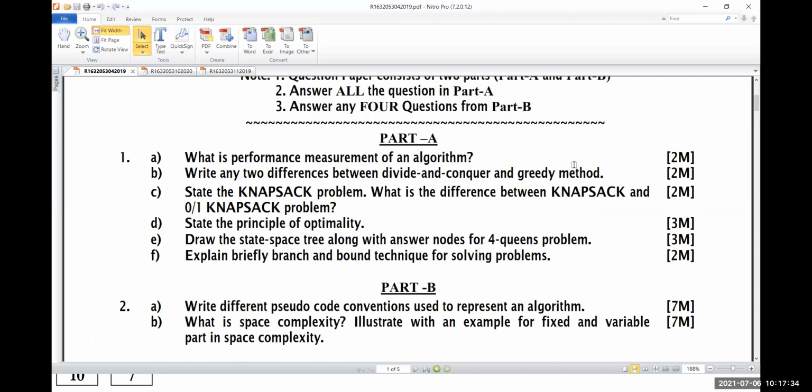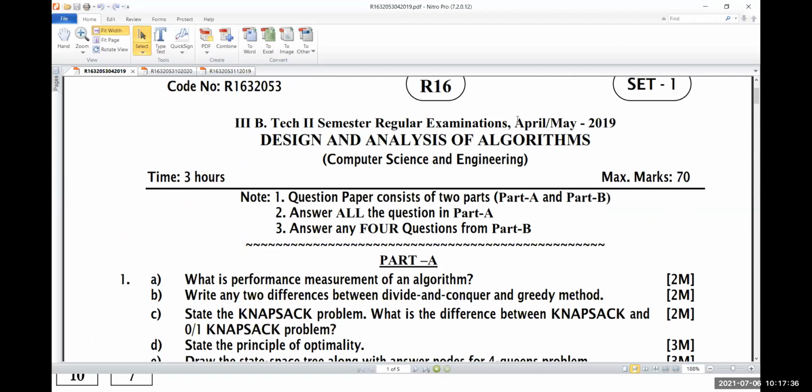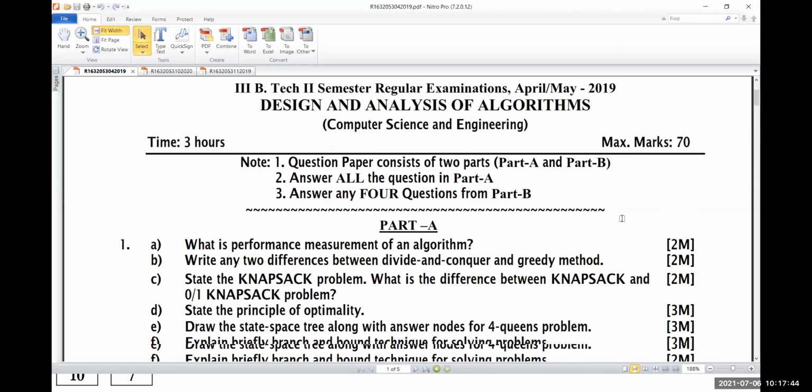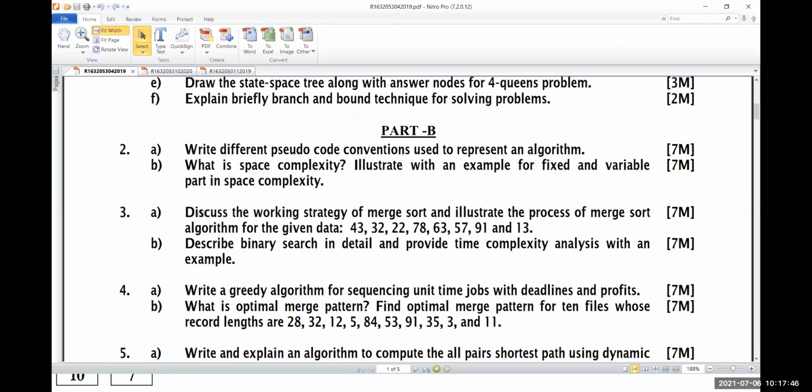Look at this particular problem. The problem is from April, May 2019, set 1. In set 1, you got this particular problem. Discuss the working strategy of merge sort and illustrate the process of the merge sort algorithm for the given data. The data is this one: 43, 32, 22, 78, 63, and so on up to 30. Apply the merge sort operation.